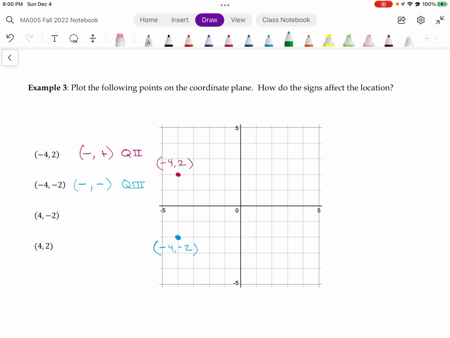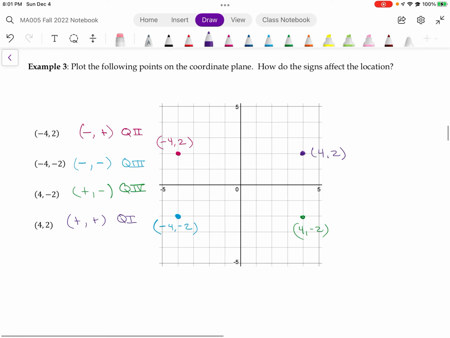4, -2. 1, 2, 3, 4, -2 is here. 4, -2. And that one is positive, negative, and it ends up in quadrant 4. And then 4, 2 is going to be here, over 4, up 2. And that is quadrant 1, and that is positive, positive, quadrant 1. I don't know why I didn't start with 1. I was being random, but anyway, there we go. Okay, so notice the signs. Negative, positive is quadrant 2, negative, negative is quadrant 3, and so on.